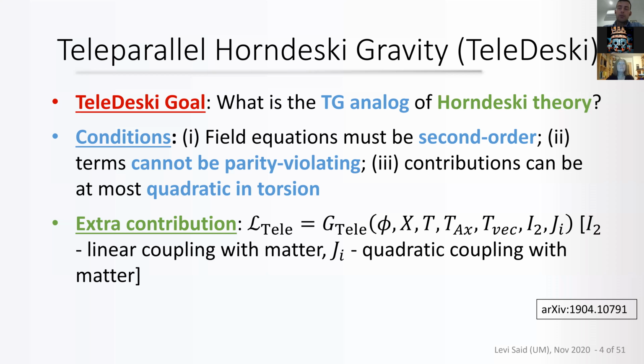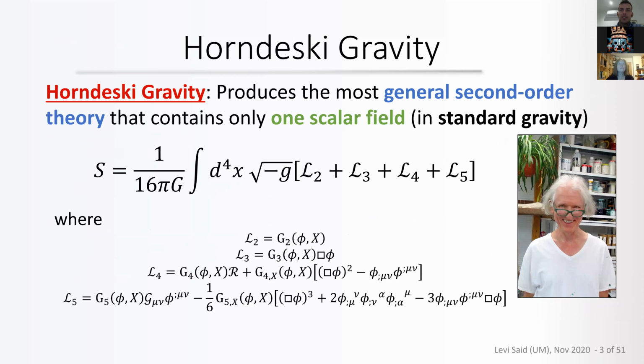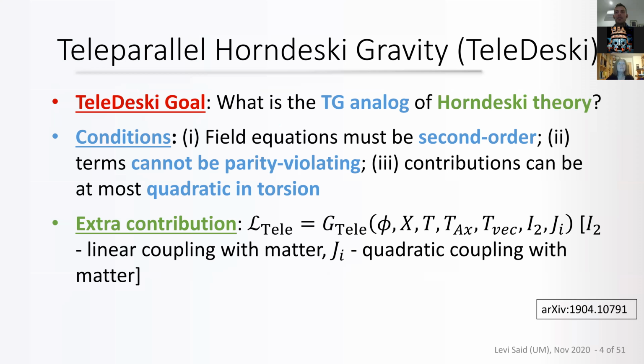And what we say there is that we keep all the standard gravity terms, so this L2 to L5, these complicated terms. They look different, they're calculated in a different way because we're dealing with the teleparallel connection. But because of many of the equivalences, we get the same field equations in the end. But now we also get a new term, which we call L tele.